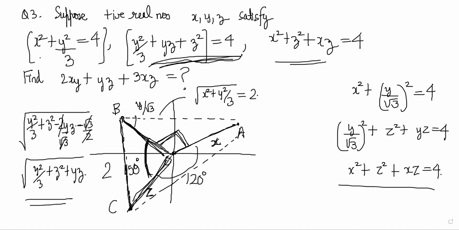Similarly, apply cosine rule here, it will be x square plus z square minus 2xz cos 120, which is minus half, and the root of that. So again, it becomes x square plus z square plus xz. So basically that distance is also 2. So what we are ending up having is the question is becoming like this.